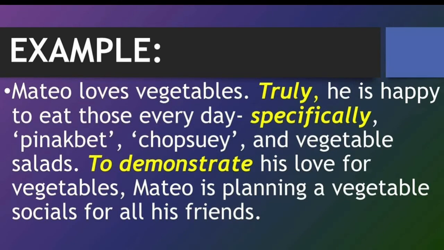Mateo loves vegetables. Truly, he is happy to eat those every day, specifically pinakbet, chop suey, and vegetable salads. To demonstrate his love for vegetables, Mateo is planning a vegetable social for all his friends. So we see here that it gives emphasis to the sentence Mateo loves vegetables. So it gives us examples of the vegetables, and also an illustration of how Mateo will show his friends how he loves the vegetables.